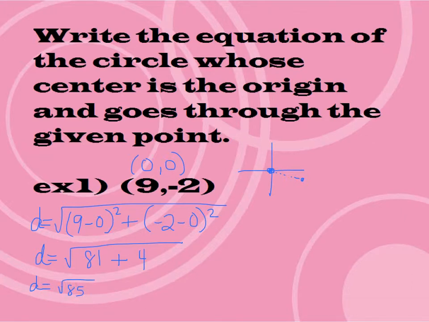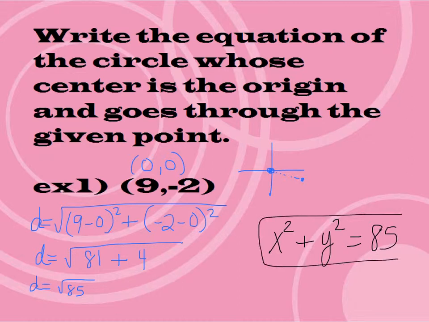Well, that distance is also the radius, okay? So if I know my radius and they told me it was centered at the origin, I should be able to write my equation. I'm going to have x squared, because I don't have to move it left or right, plus y squared, not moving it up or down, equals my radius squared, which would end up being 85. So there's the equation of that circle.